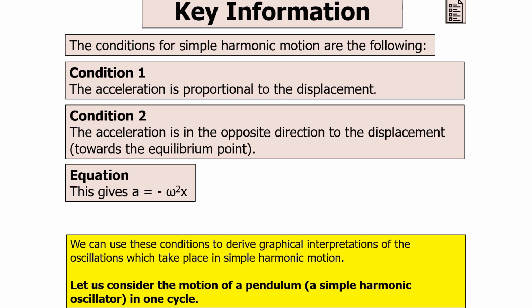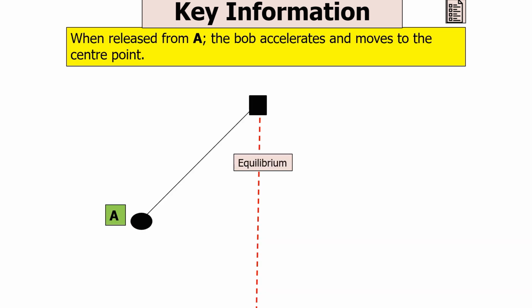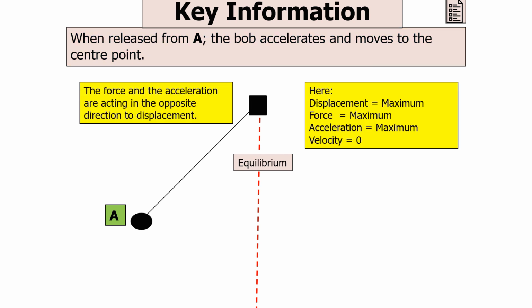Let us consider the motion of the pendulum, a simple harmonic oscillator, in one cycle. When released from point A, the bob accelerates and moves towards the centre point. The force and the acceleration are acting in the opposite direction to displacement, so we can say the displacement is a maximum, the force is a maximum, the acceleration is a maximum, but the velocity is zero.